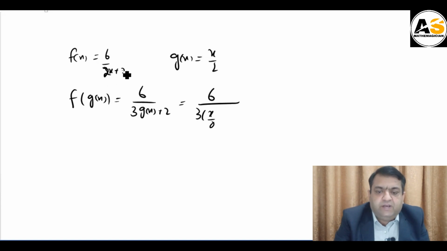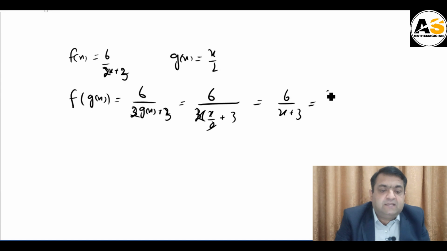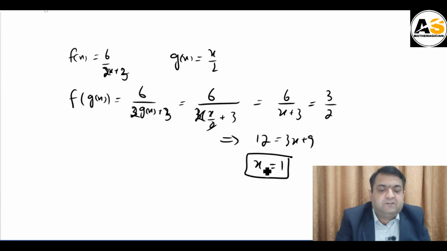Oh, sorry, it was 2x plus 3, I guess. Yes, it was 2x plus 3. So this will be 2 times x over 2 plus 3. This 2 will be cancelled out. This is equal to 6 over x plus 3, which is given equal to 3 by 2. From here, we get 12 is equal to 3x plus 9, and x is equal to 1 after solving.